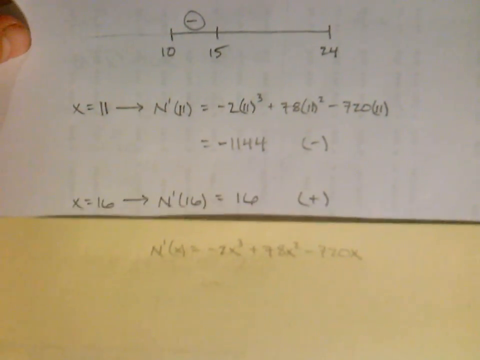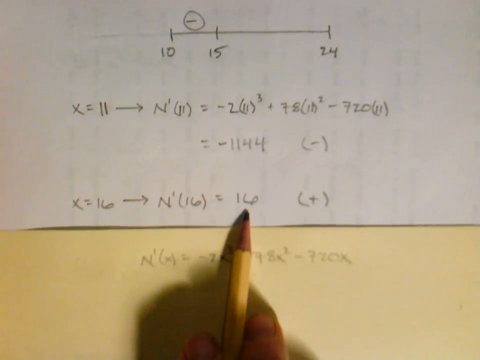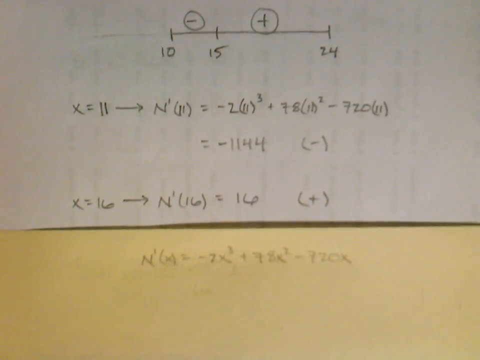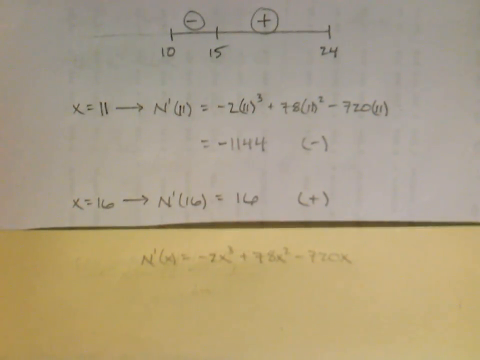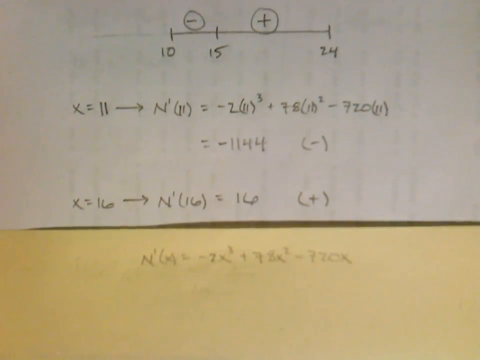And of course, we need to test the other one. We probably get an idea of how that's going to come out. I chose to pick x equals 16. So putting that into the first derivative just so happened to give me 16. That was a coincidence. In any case, it's positive. And so I can answer the question. I know where the sales are increasing, between 15 and 24.